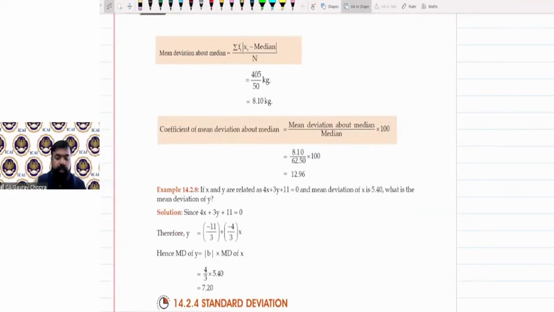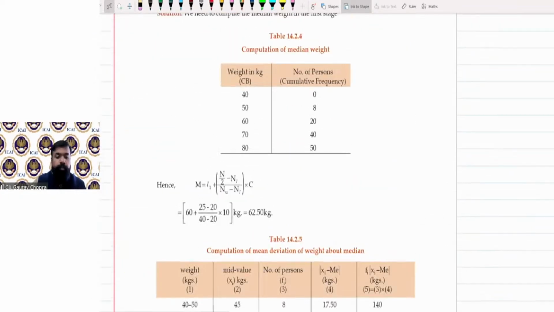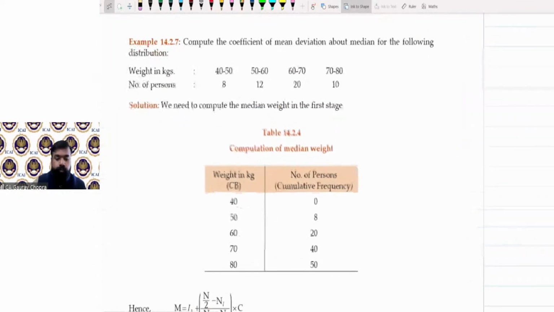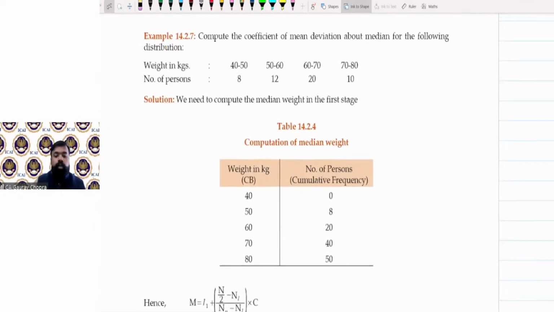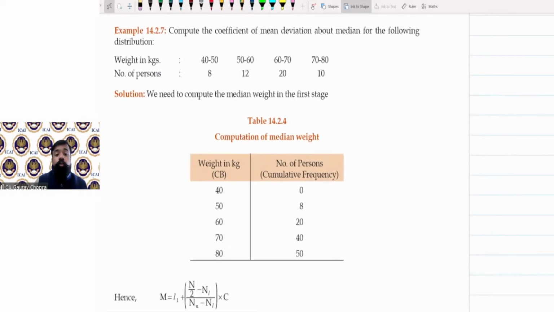Now let's take one question on median also. Compute the coefficient of mean deviation about median for the following distribution. So first of all, we have to calculate the median. So for median, what is the first step? First step is find the cumulative frequency. So we can arrange here.